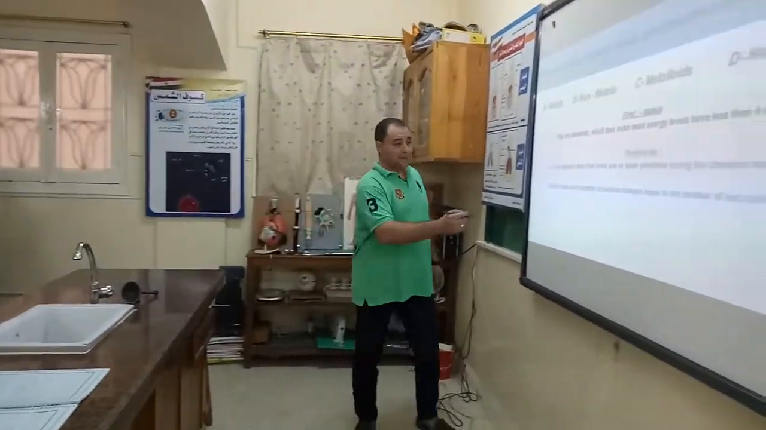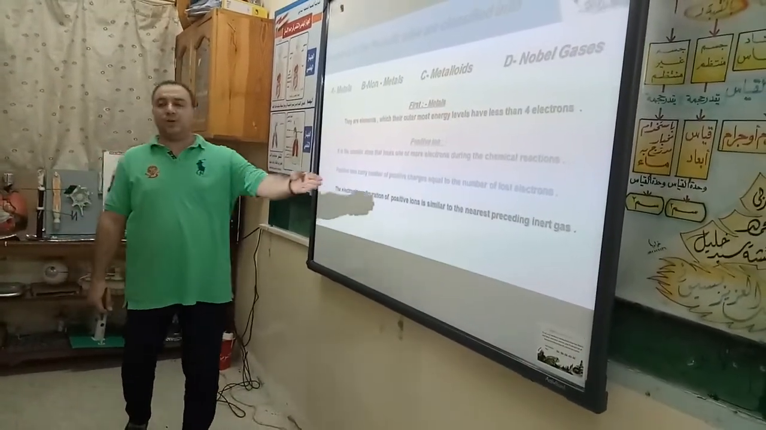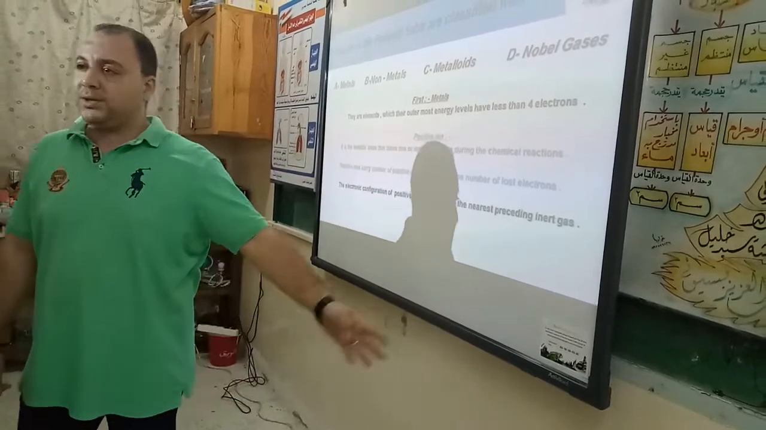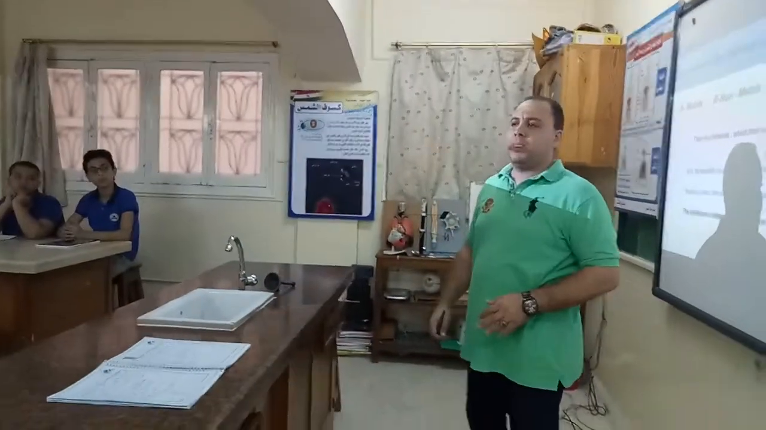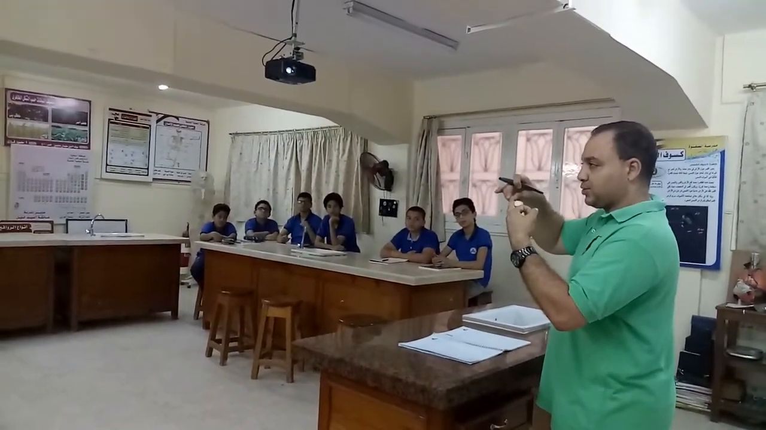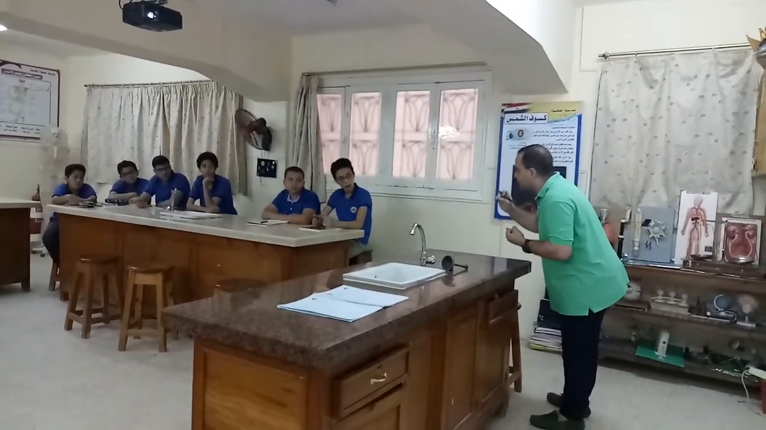Okay? After that, the electronic configuration of a positive ion is similar to the nearest preceding noble gas, or inert gas. Why? Sodium 11. Its electronic configuration is 2, 8, 1. So it loses 1 in the outermost level, so it will be 2, 8. 2, 8 is the nearest preceding or following noble gas? Preceding, which has 10 electrons, or its atomic number is 10, which is called neon.